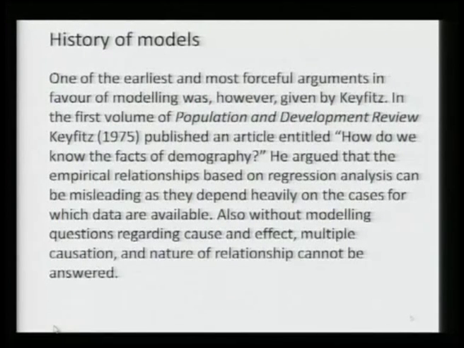He argued that the empirical relationships based on regression analysis can be misleading as they depend heavily on the cases for which data are available. Also, without modeling, questions regarding cause and effect, multiple causation, and the nature of relationships could not be answered.